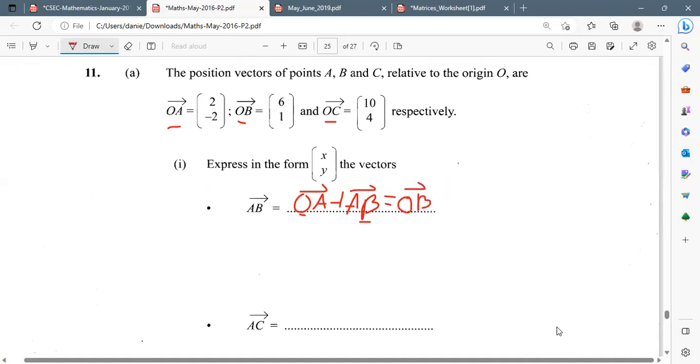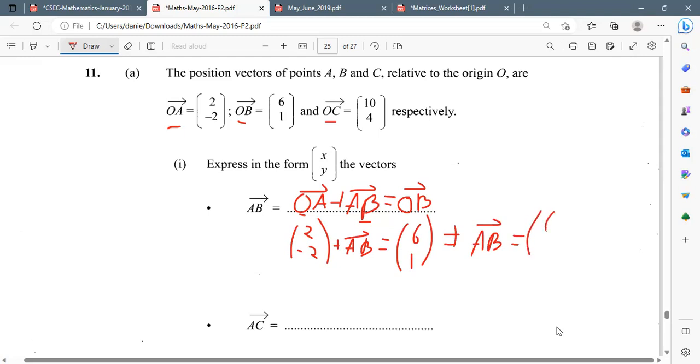Now it's just to solve. Just be careful, there are vectors in this, so be careful how you arrange. Now we substitute. We have (2, negative 2), that is OA, plus AB, which is what we want, and that is equal to OB, which is (6, 1). Rearranging it, AB equals (6, 1) subtract (2, negative 2). So 6 subtract 2 is 4, and 1 minus negative 2, that'll be 1 plus 2, which is 3. Nice.